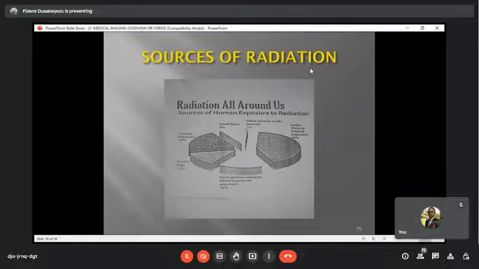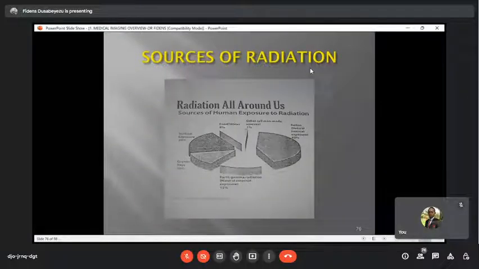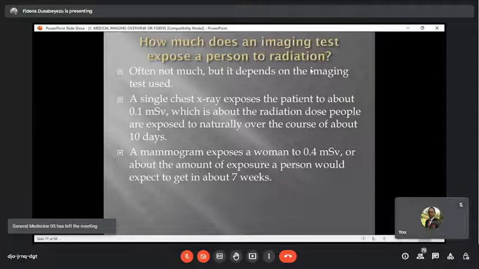You know, there are different sources of radiation. So we are exposed to radiation, not just medical exposure. Medical exposure is just 20%, but 80% is from the environment. It's background exposure. So how much does an imaging test expose us to? Now we come from background exposure to medical exposure. We know because we count how much radiation we are sending to the patient; it's calculated and measured.